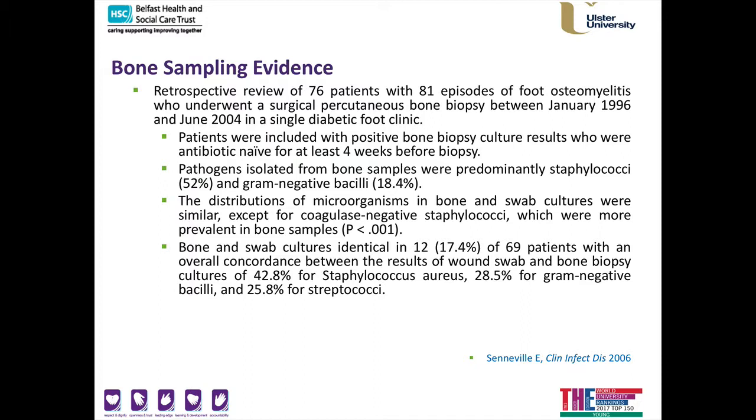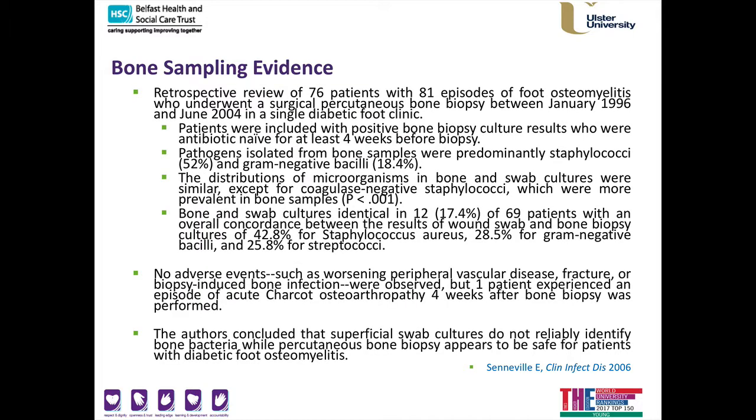They did look at the distribution of microorganisms between the bone and swab cultures, and they were similar, but coagulase-negative staphylococci were more prevalent in bone samples. So if you do not send a proper sample or a bone sample in this paper, you may miss the coag-negative staph, which are difficult to culture anyway. The one thing just to identify is that their bone and swab cultures were only identical in just over 17% of patients, and concordance was less than 50% for all specimens, but even less than 30% for gram-negative and streptococci.